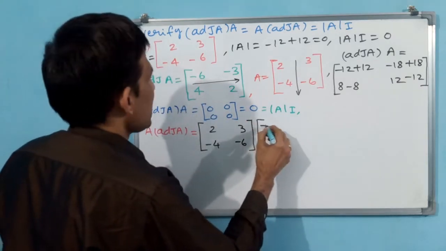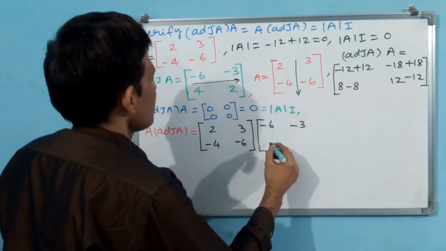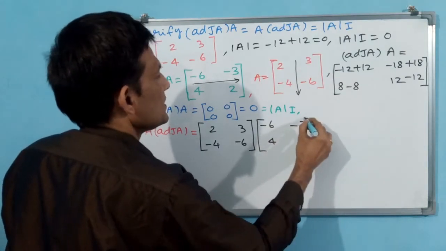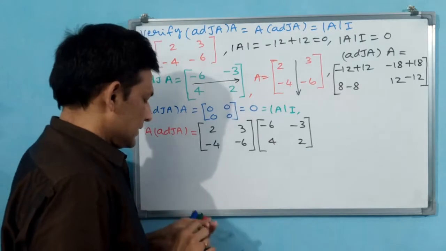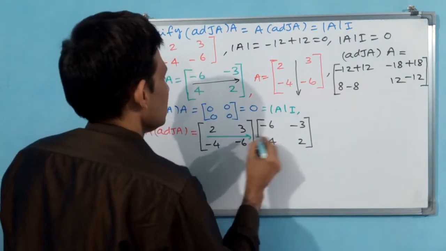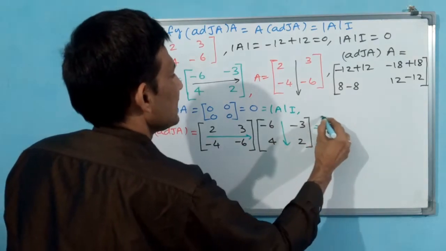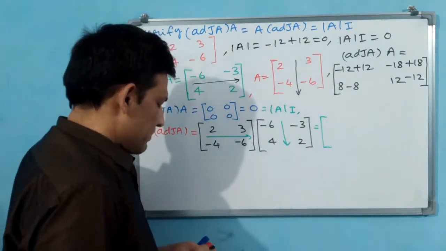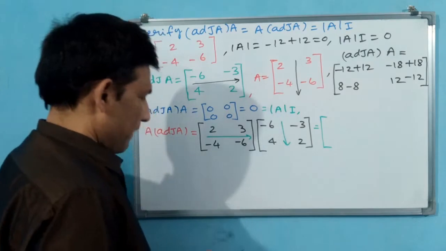Adjoint A, minus 6, minus 3, 4, 2. Okay. Take these arrows, then easily you can do the calculation. Okay, now I am multiplying. You see how I am multiplying.